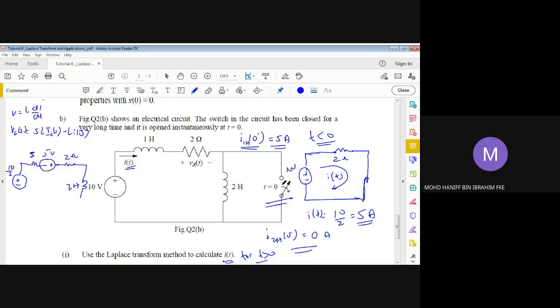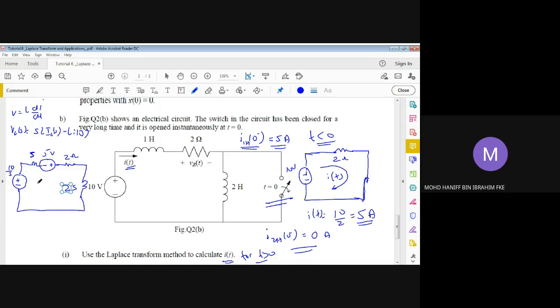It is short circuited, so this is open circuit, so the current can pass through the 2 Henry. Because there is no initial current for the 2 Henry, we just have the impedance here. So the impedance is 2S, because SL, 2S for the inductor impedance. So we're going to have this circuit. Okay, so that is the circuit that has been transformed into the S domain.